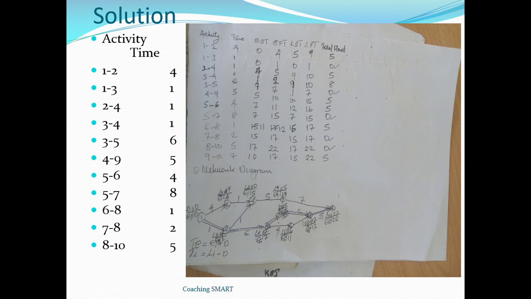Now, the critical activities are those whose float is 0. So you come here: the zeros are 1 to 3, 3 to 5, 5 to 7, 7 to 8, 8 to 10. Now, this gives us the critical path. So when we come here, 1 to 3 is here, followed by 3 to 5, followed by 5 to 7, followed by 7 to 8, and finally we have 8 to 10. Now this gives us the critical path. The double lining indicates the critical path.